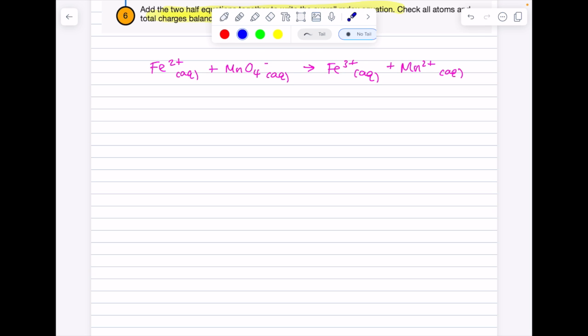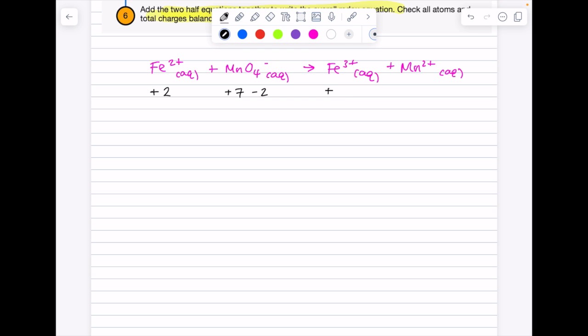So according to step 1, we need to assign oxidation states to all atoms in the question. So iron over here is quite straightforward. We can see straight away from the charge on the ion it's +2. Now remember, oxygen is assigned an oxidation state of -2. There's 4 of them, which gives us -8. There's an overall charge of -1, which means that manganese there must be +7.